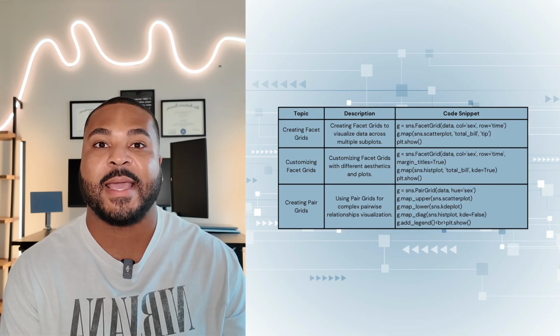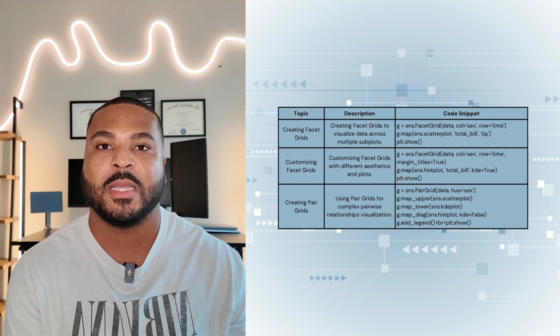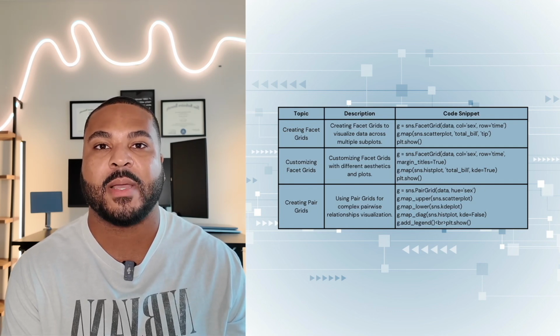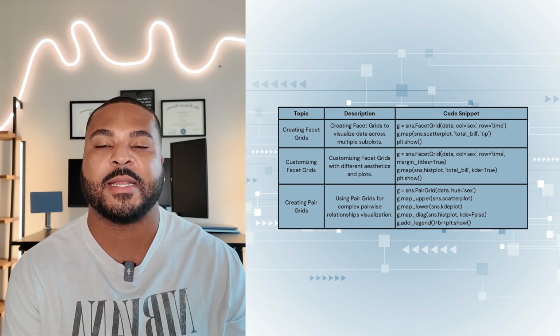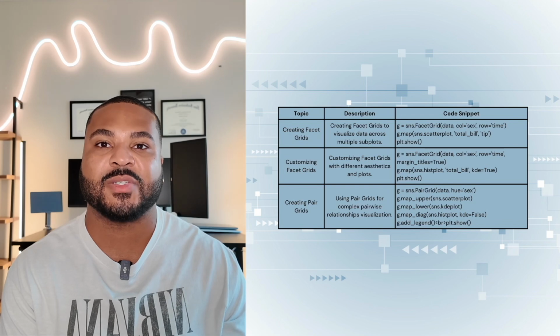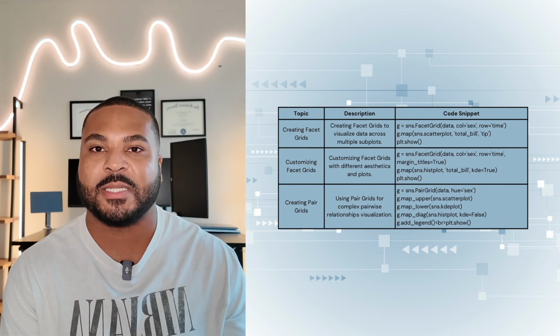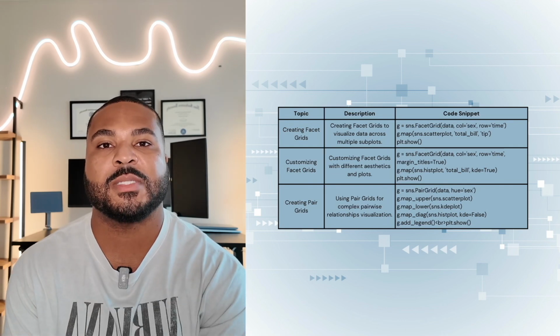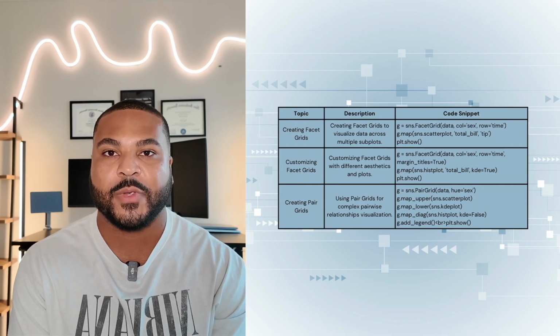Facet grids are an excellent way to visualize data across multiple subplots, allowing you to break down your data by multiple variables. This makes it easy to see patterns and relationships within subsets of your data. Let's create a Facet grid to visualize the relationship between the total bill and the tip, split by gender and time. So in this code snippet example, we use the Facet grid class to create a grid of plots.